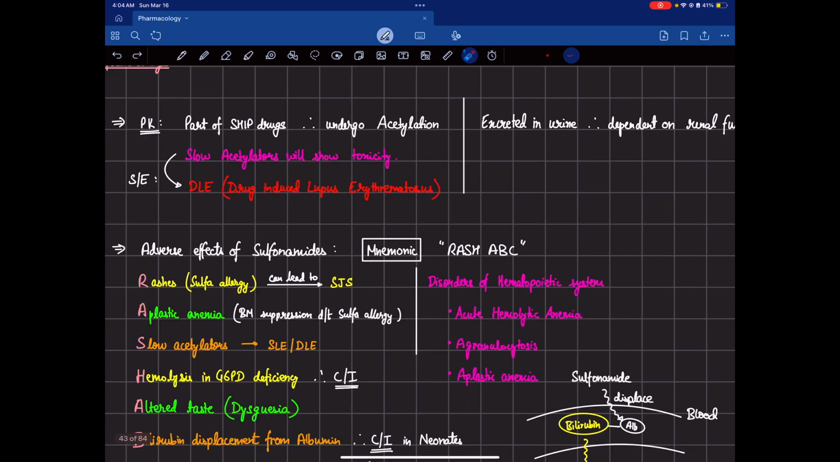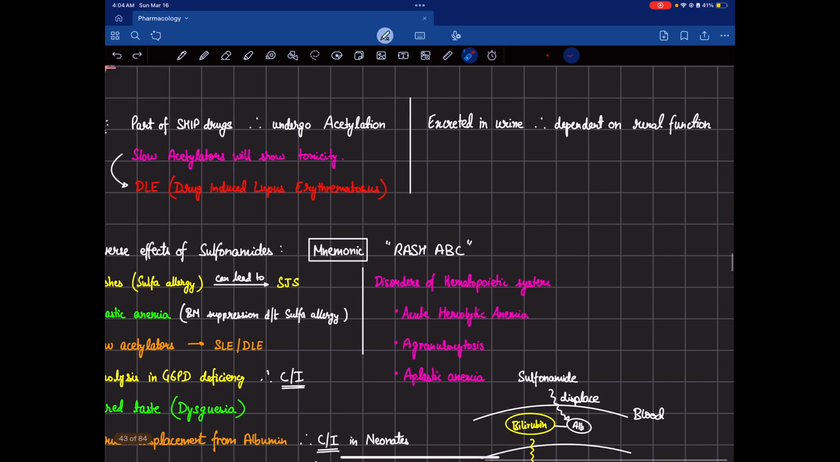Going on to the pharmacokinetics, they are part of the SHIFT drugs and they undergo acetylation. We need to note that slow acetylators will show toxicity, and this causes a side effect known as DLE, that is drug induced lupus erythematosus. It is excreted in urine, therefore dependent on your renal function. Therefore, they can be contraindicated in renal failure.